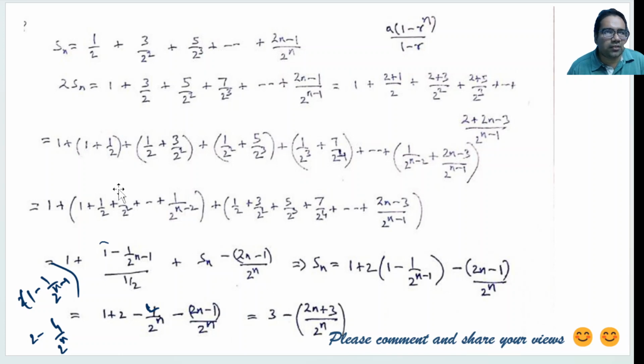Right, guys? So the crux of this thing is we did 2Sn to split this and get one more Sn. Right. After that, it's about algebraic simplification only.